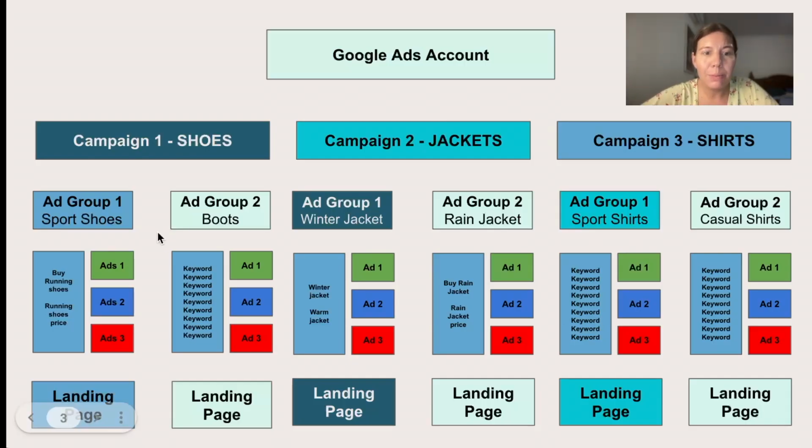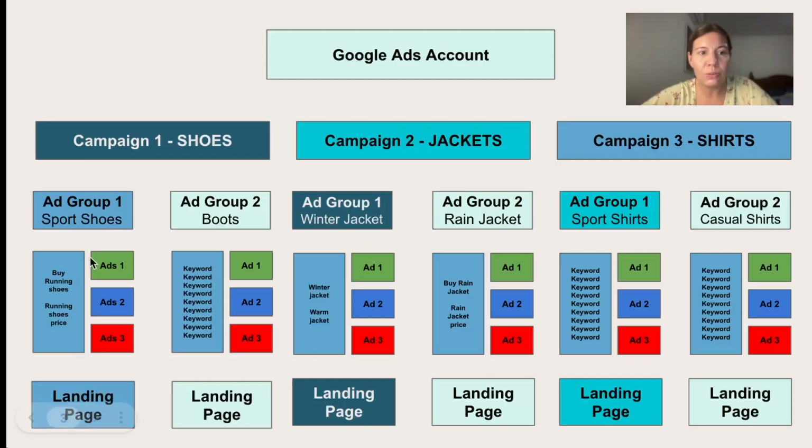You should create minimum 2 responsive search ads, better 3 ads per ad group, as Google needs to test which ad works the best. And the keywords should actually be included in the headlines. This improves the CTR, the relevance, and the quality score. For example, if we have the keyword buy running shoes, your headline can be buy running shoes, best sport shoes 2026. So your keyword is included in the headline.